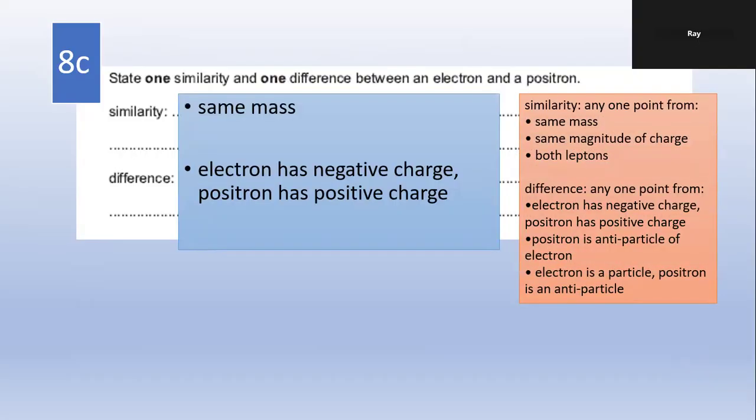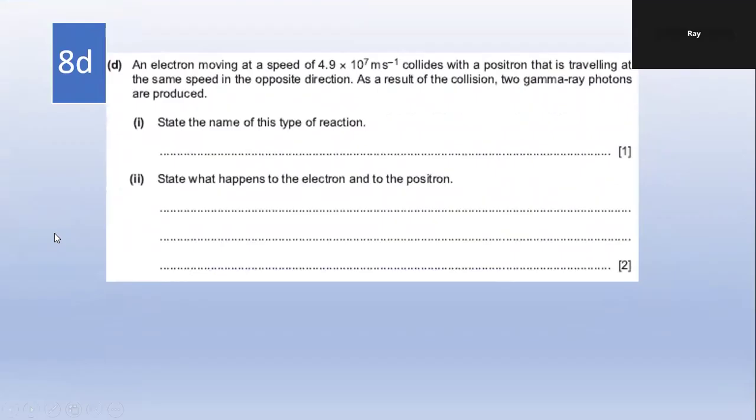These are the marking scheme answers. An electron moving with a speed of 4.9 times 10 to the power 7 meters per second collides with a positron that is traveling at the same speed in the opposite direction. As a result of the collision, two gamma ray photons are produced. State the name of the type of reaction. What do you call the type of reaction?